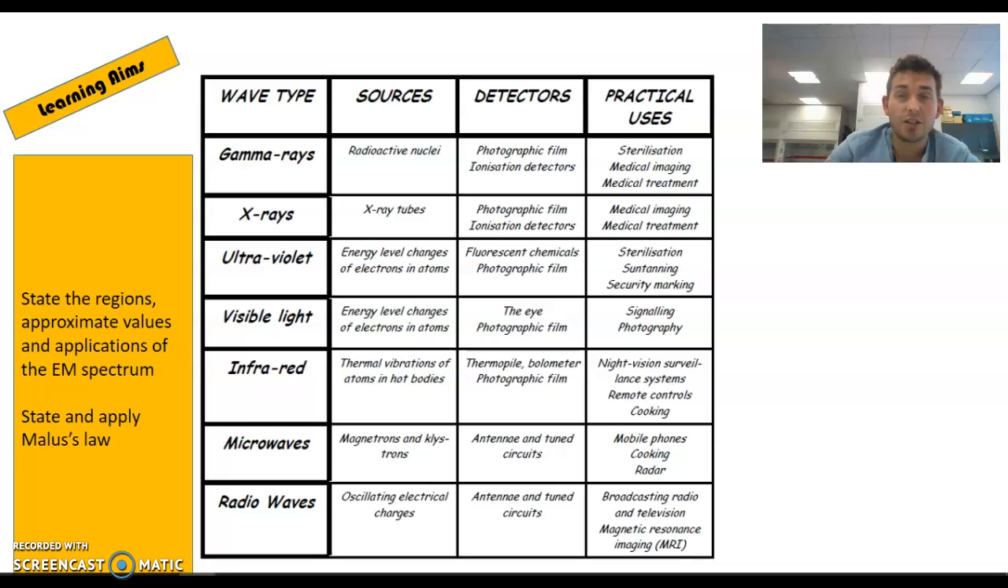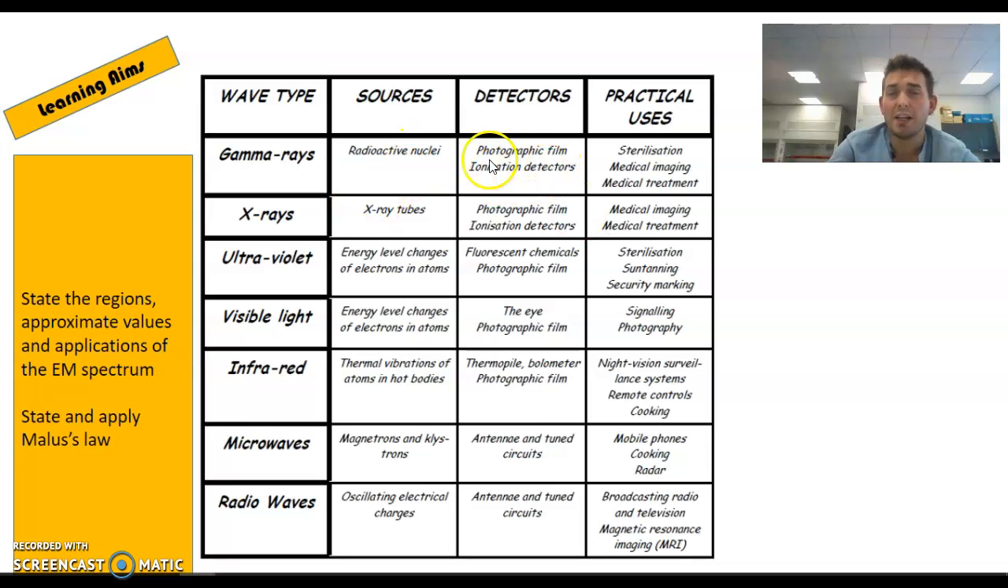You also need to be aware of all of these. I'm not going to go through the whole list, but these things, approximately how each thing's made. So like I just said, gamma rays from radioactive nuclei, and what we detect them in, an ionization chamber, and practical uses like sterilization or medical imaging or medical treatment, such as radiotherapy.